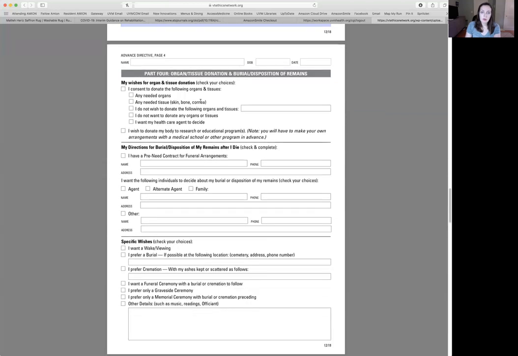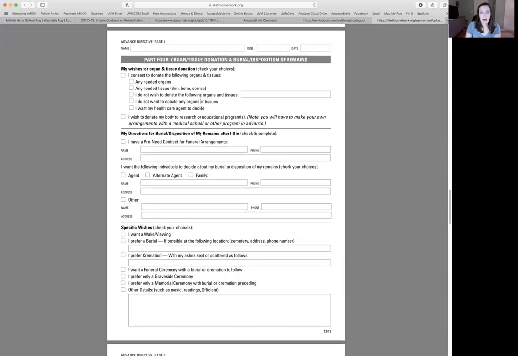So part four is about after you pass away. So this is about organ donation, tissue donation, and what kind of process you want as far as burial versus cremation and stuff like that.